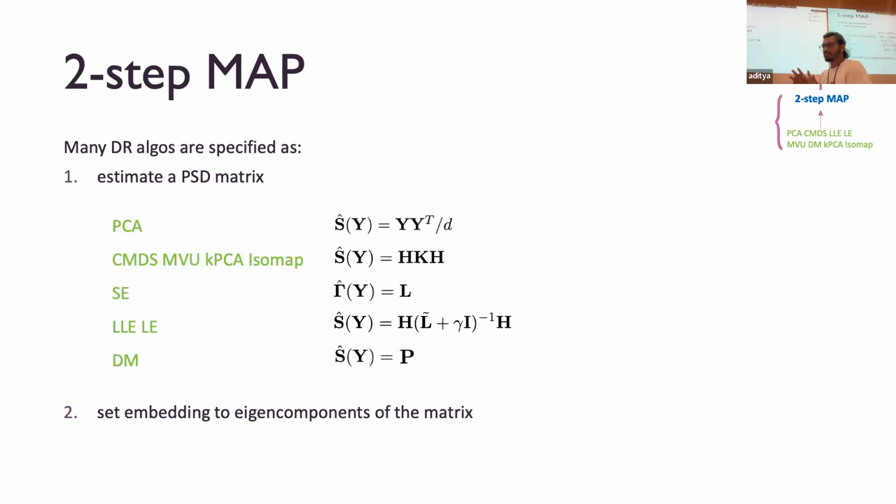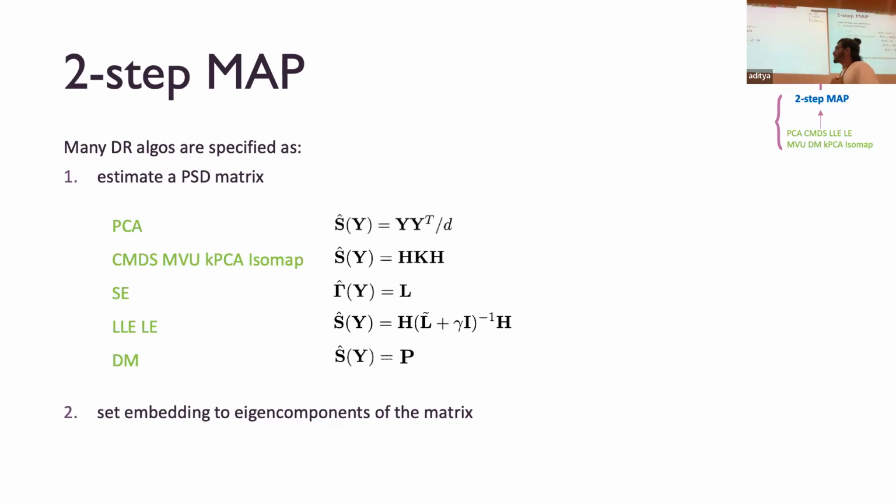Okay, so quickly on the other case, the two-step map process, just to reiterate quickly, these are a class of algorithms where you first set a matrix as a function of your data. In the case of PCA, it's super simple, just Y transpose over D. In the other cases, you do some weird centering of kernel matrices or covariance matrices, or you just set the inverse of the covariance to be the graph Laplacian matrix or something like that.